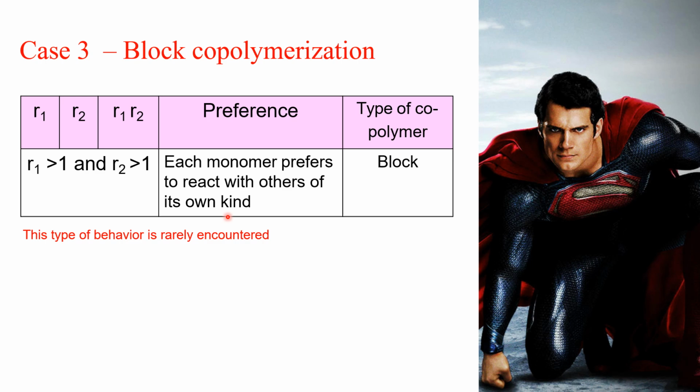And the preference is that each monomer prefers to react with others of its own kind, which means they will form a block. It will react with the same type first, and then it will go to the different type. So it will make a block. For example, M1 will react with another M1, another M1, another M1, and then this block of M1 will react with M2, M2, M2, and M2. This will create block copolymerization.